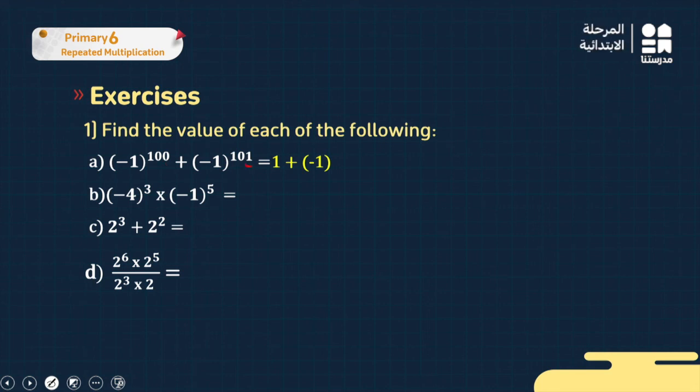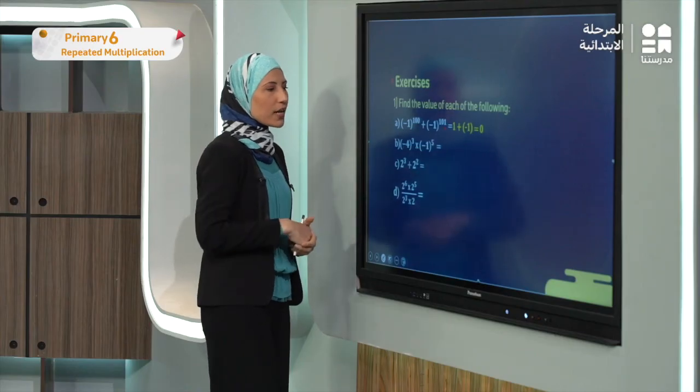101 is odd. So if I have a negative base with an odd power, my negative base stays as it is. So negative 1 to the power of 101 gives me negative 1. Now, if I add 1 plus negative 1, of course my answer is 0. Let's do the second one.